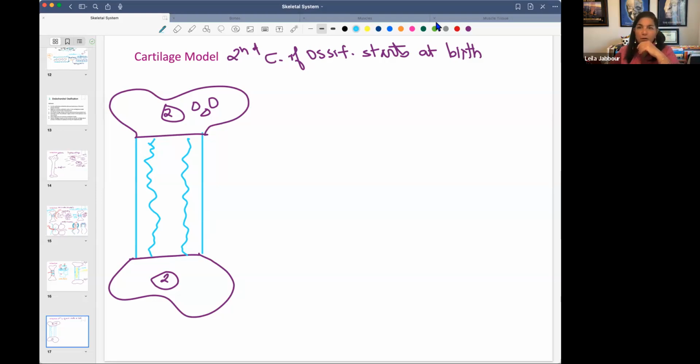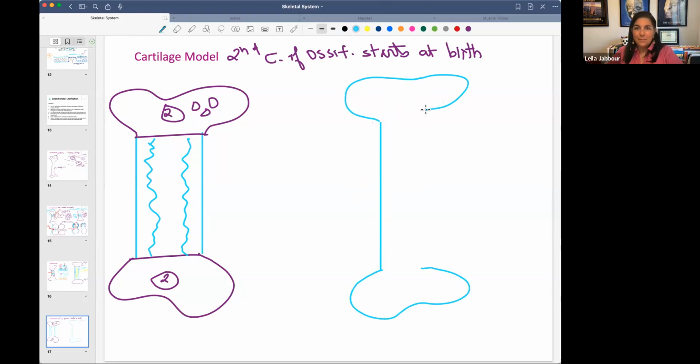So I'm just going to draw the final bone. Okay, so this is my long bone. So what's left at the end of secondary center of ossification?